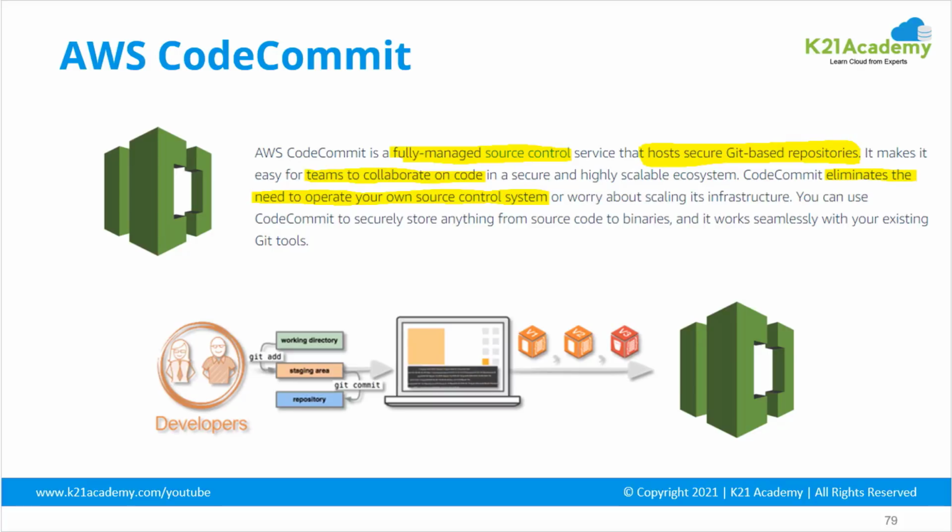And CodeCommit is something similar to Git or SVN, which is a versioning system, or your code versioning system. CodeCommit is a fully managed source control service which hosts a secure Git-based repository. It's on the lines of Git, so it's easy for a team or multiple developers to work and coordinate with each other. CodeCommit eliminates the need to operate your own source control system. So developers will come and work on CodeCommit to store the repository.